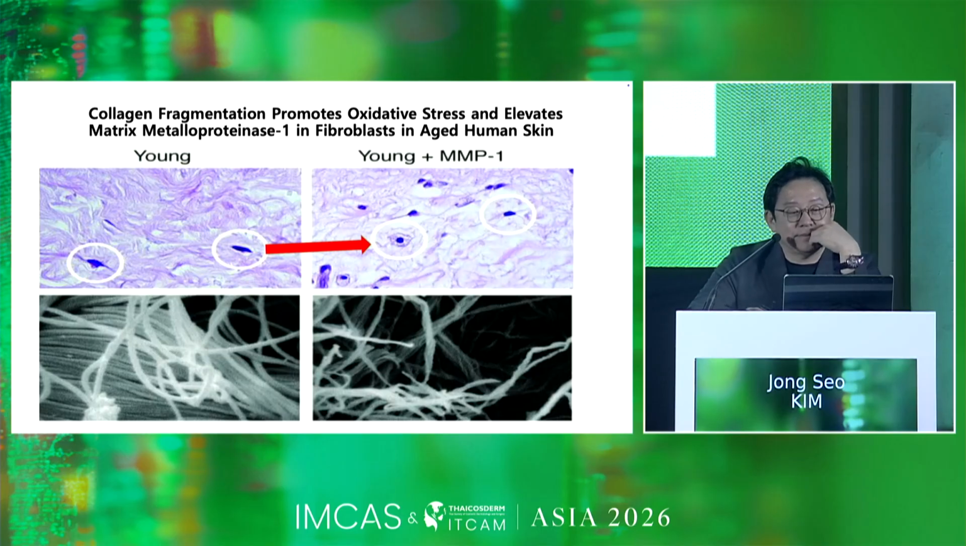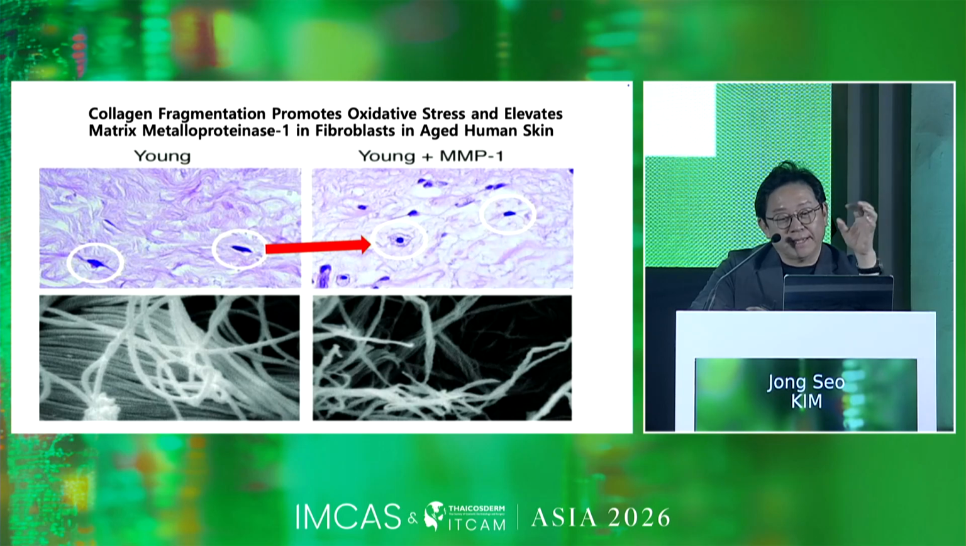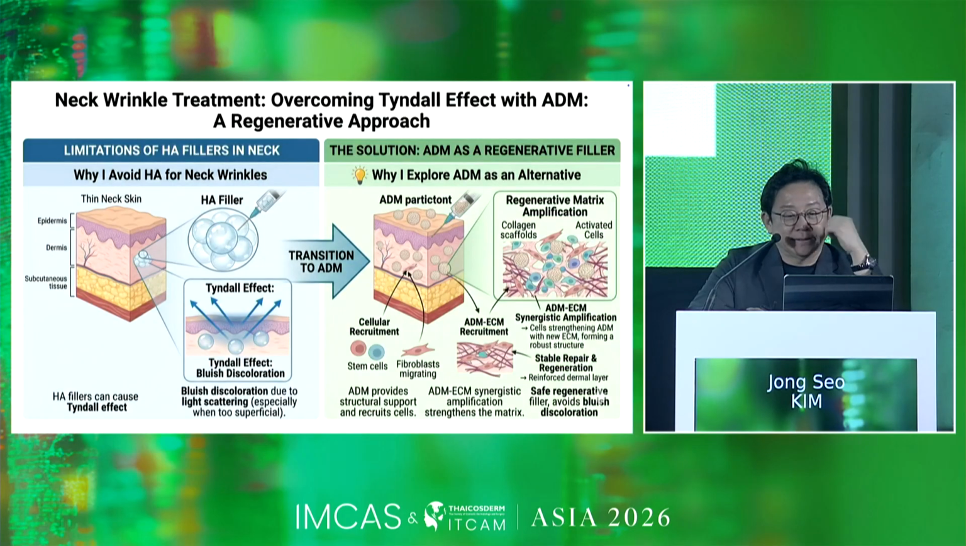In young people you can see large, elongated, active fibroblasts, and then with damaged ECM, the fibroblast shrinks, and the shape also gets small and round. This is like a homeless person. So let's move on to the horizontal neck fold treatment.